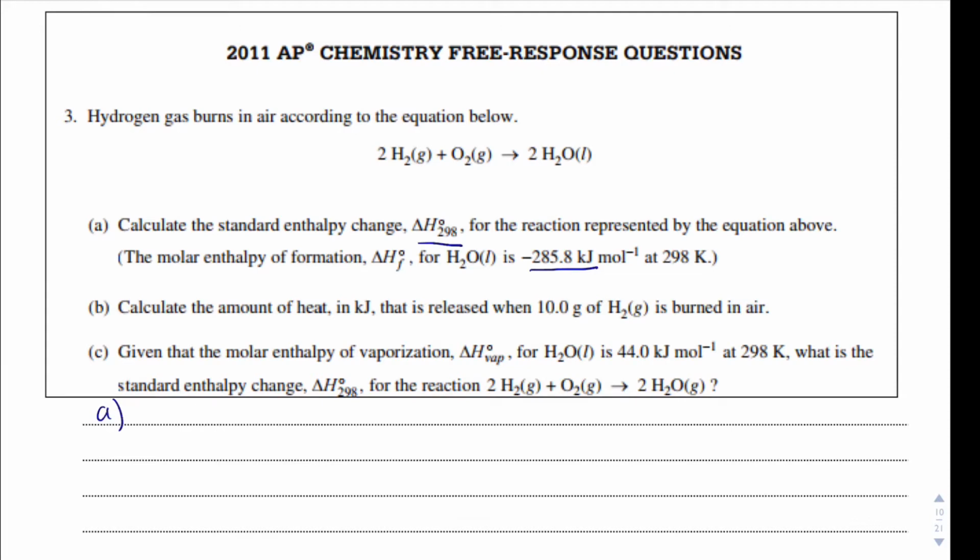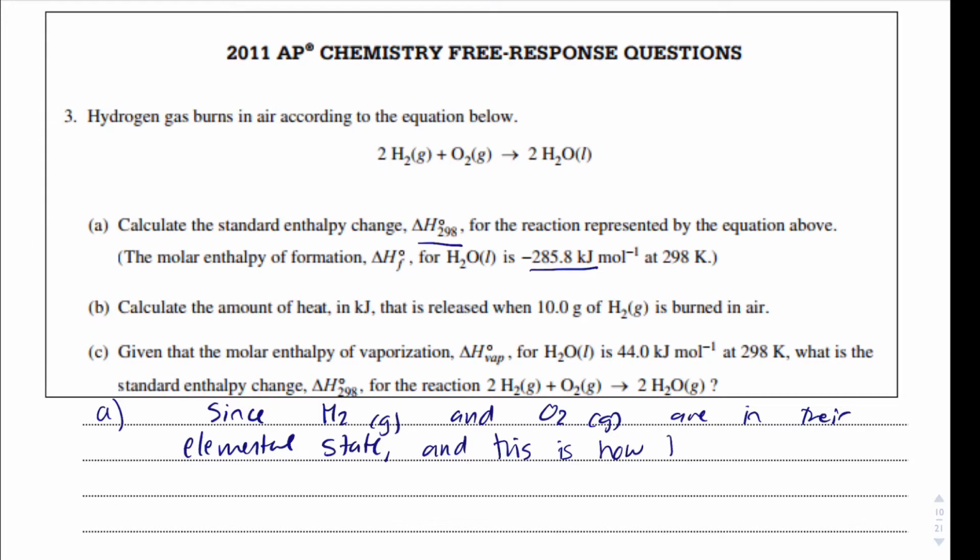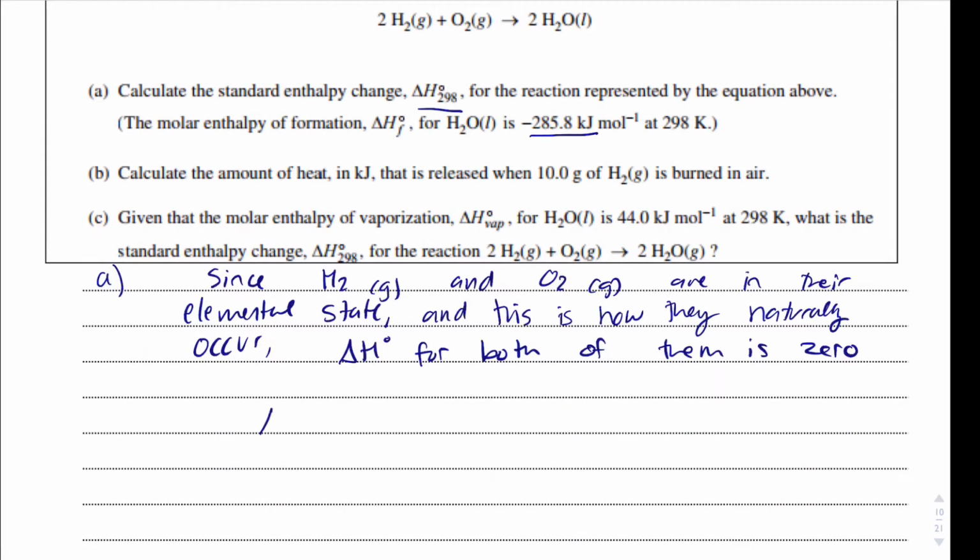So if you remember from this unit, since H2 gas and O2 gas are in their elemental state, and this is how they naturally occur, delta H for both of them is 0. So what they want is for you to say, okay, delta H equals the sum of H of our products minus the sum of H of our reactants.